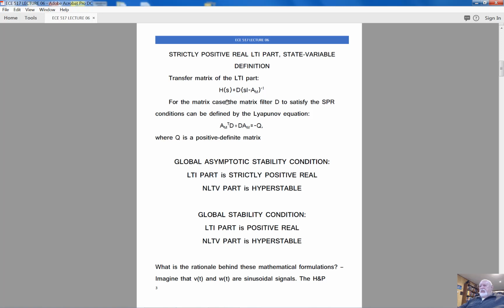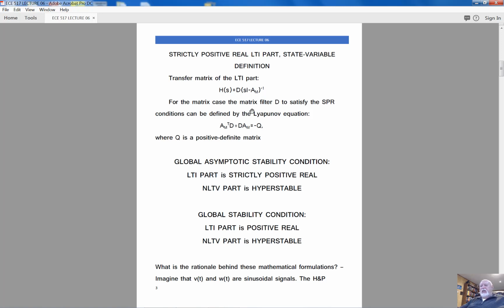If this is the definition, then G is a matrix filter, and in order to satisfy the conditions for being called strictly positive real, filter G must satisfy the Lyapunov equation, or must be defined by the Lyapunov equation. You saw this Lyapunov equation earlier.